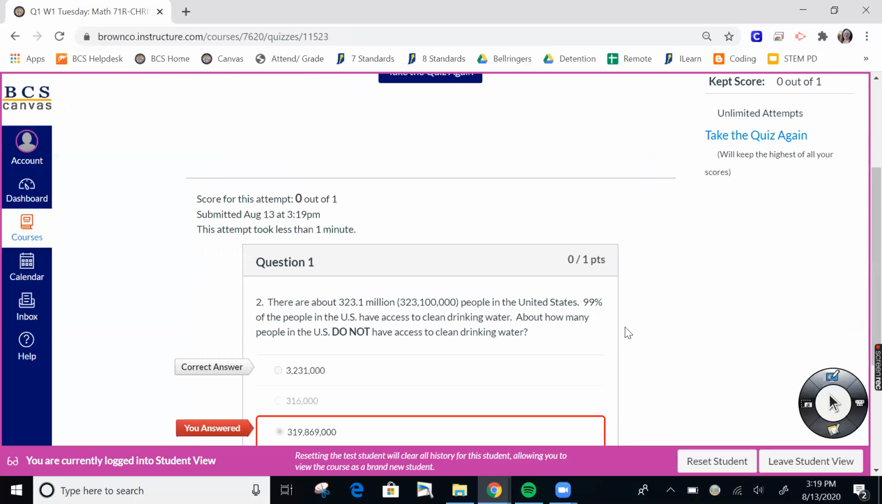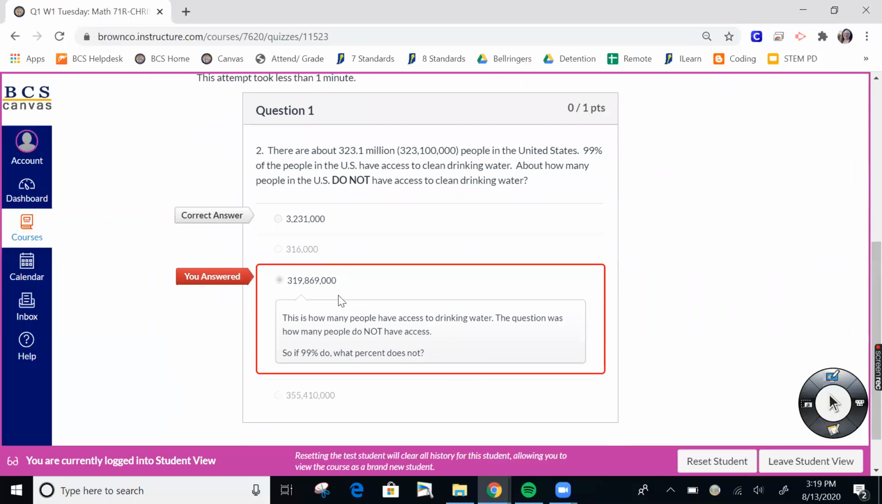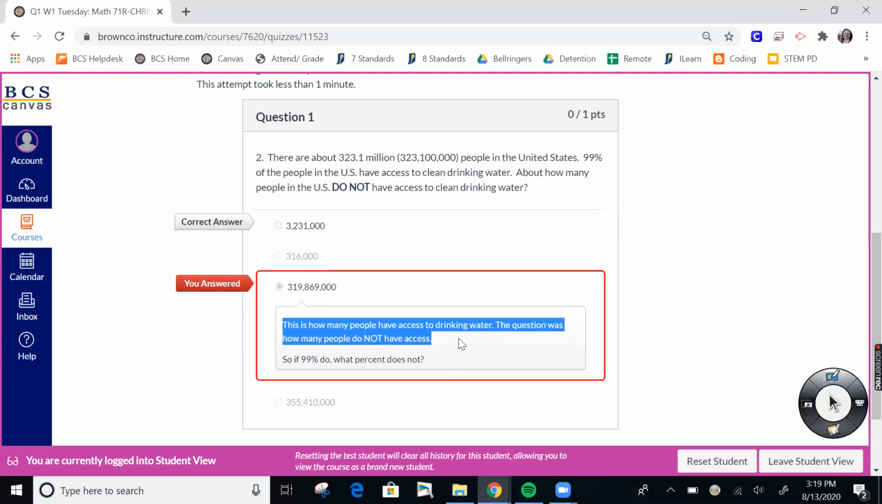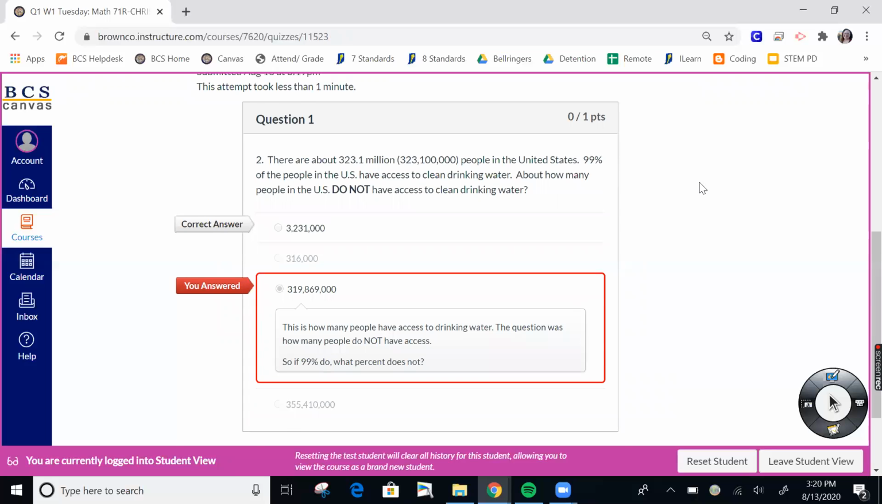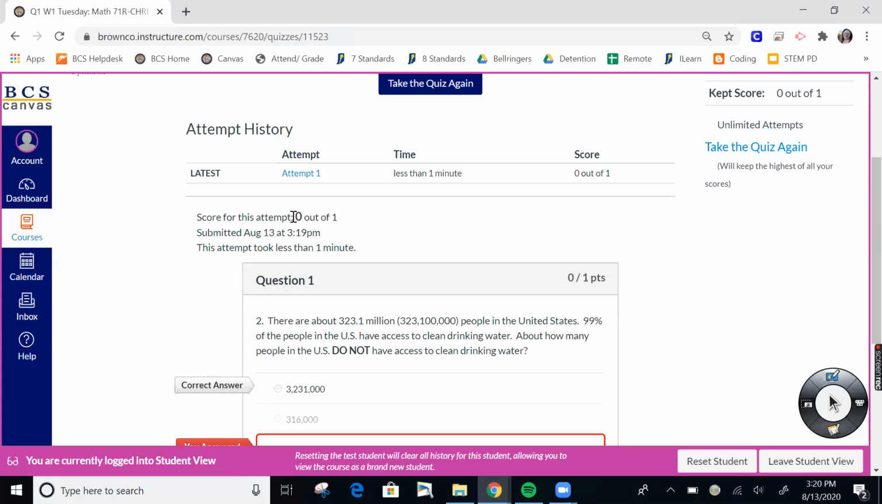You can see that I missed the problem, and so I tell you right here that this is how many people have access to drinking water. The question is how many people do not. So sometimes if I'm able to, I give you a little blurb on why you probably missed that question. So if you got this answer, you probably got it wrong because you used 99% instead of 1%, because 99% is the people that have access to drinking water. That 1% is going to be the people that do not have access to drinking water. You can see that I missed the question as well because I got a 0 out of 1.